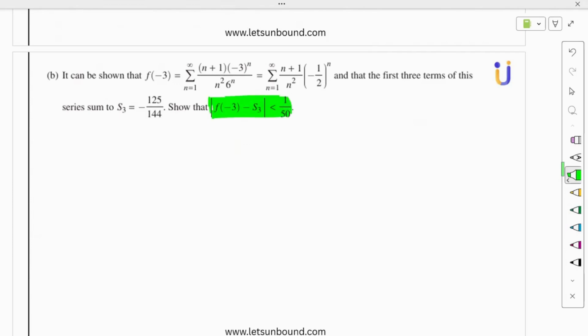So when you see this, many pieces of information are given. We are not going to calculate that much, right? They give S3, they give f of minus 3. We just want to see the subtraction, and then the absolute difference is less than 1 by 50, which we need to prove. This is an alternating series. Based on n, it will be positive, negative, positive, negative. So it's an alternating series, and this is nothing but the alternating series remainder. So f of minus 3 minus S3 is an alternating series remainder.